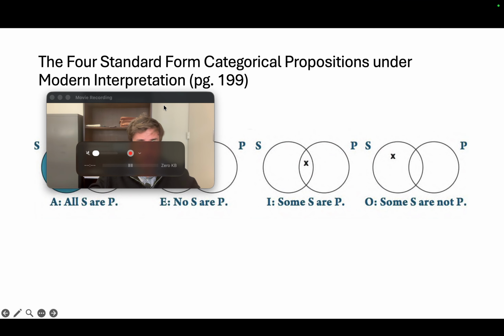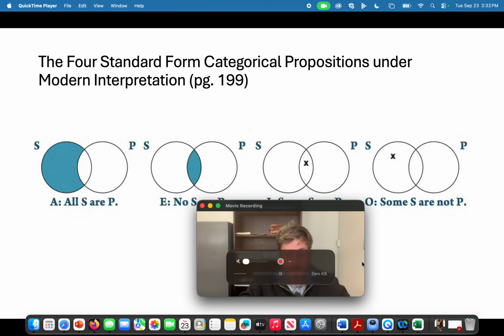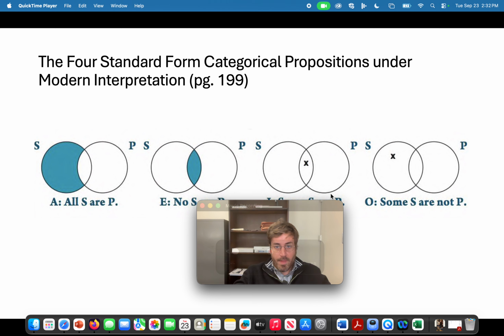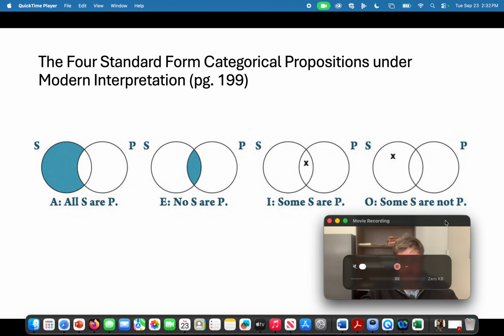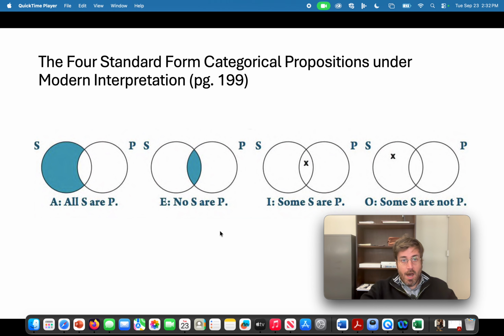So to move along here, just as a little bit of review, recall that on the modern interpretation of logic, there are essentially four categories of proposition, right? And we've learned how to locate those on the square of opposition and then to make some immediate inferences on the relations between those categories.